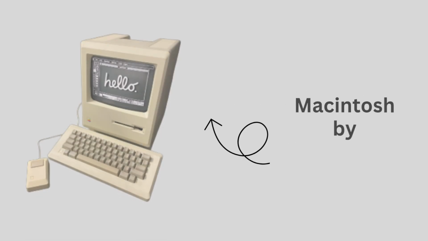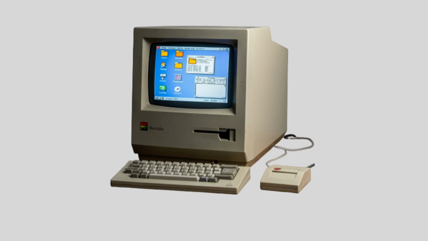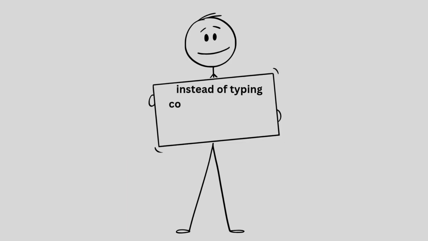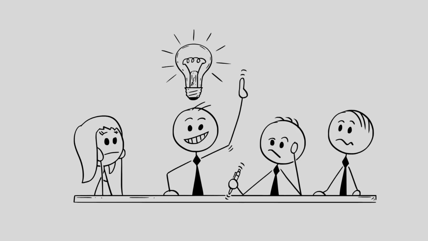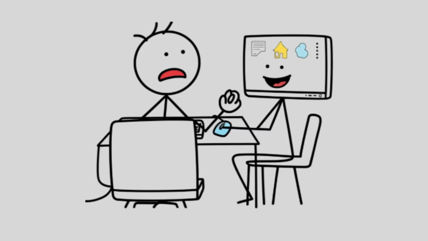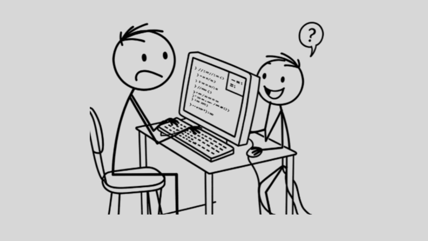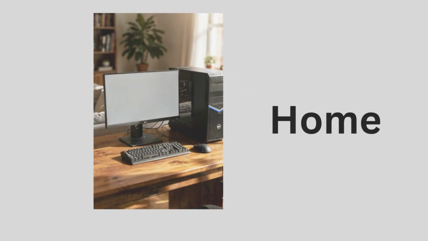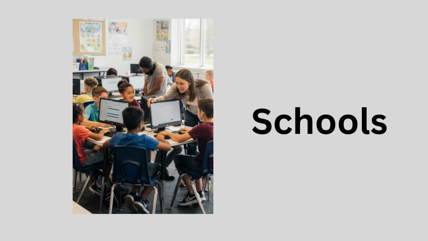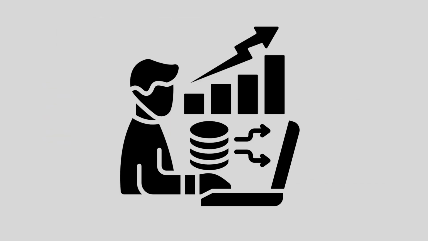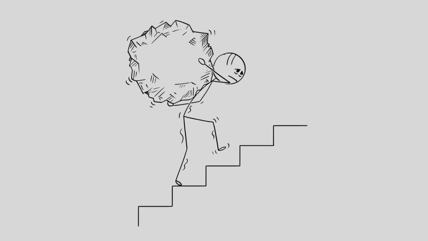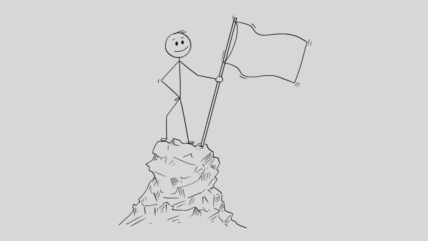1984, Apple releases the Macintosh, first mainstream computer with a graphical interface, meaning instead of typing commands, you use a mouse and click on icons. The idea that a computer should be something anyone can use, not just someone who knows how to type code, that starts here. Suddenly computers are in homes, in schools, in offices. They're not for scientists anymore. They're for everyone.